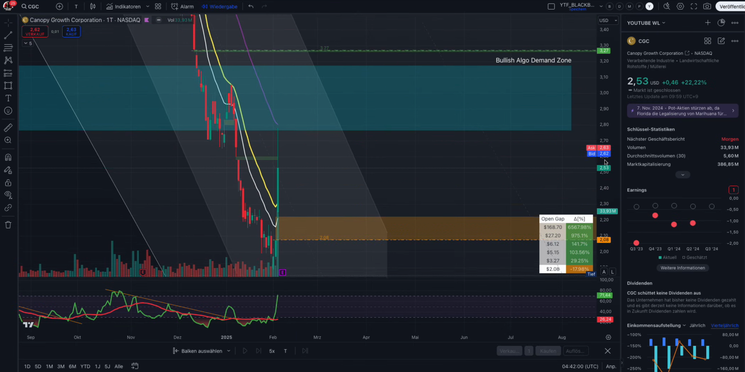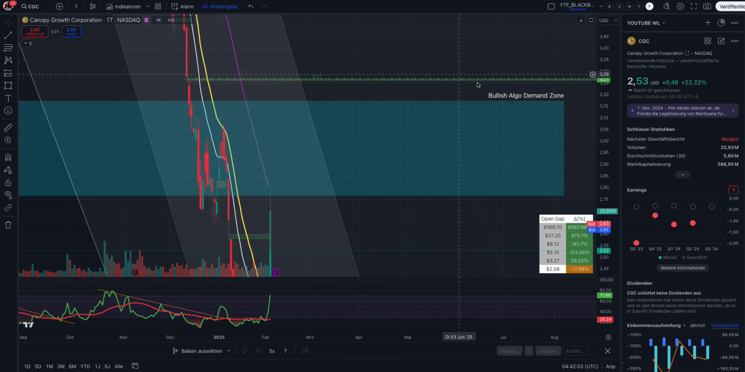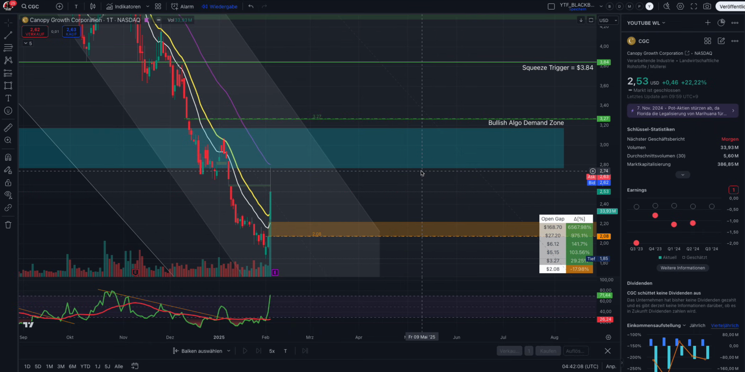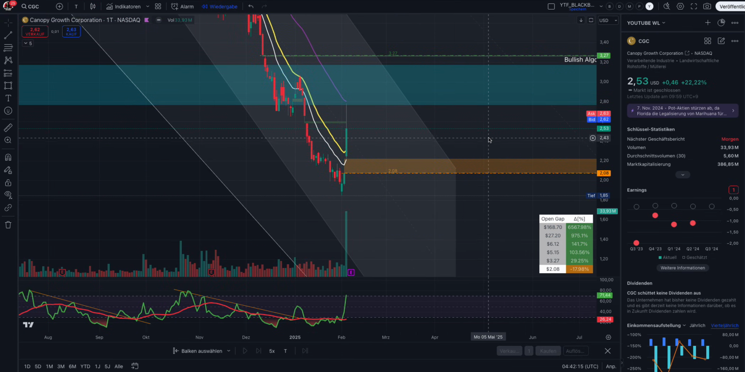We have to close above this algo zone to see a squeeze. It's not enough to just close the gap and then maybe see a sell-off reaction. So this is not what we want. We want to see a price over $3.84. Keep that in mind.